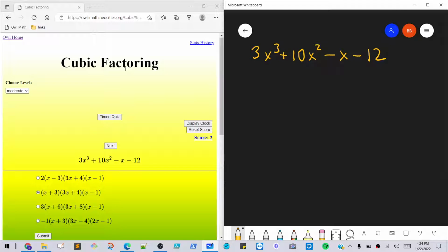I guess by the length of the video, we'll look at how long it is and maybe we can see which was faster. But I think it's good to know both methods either way. So let's do this one with the rational root theorem.